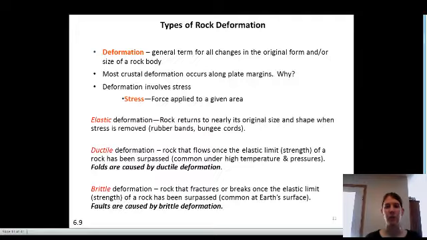And then finally, we have brittle deformation. This is where a rock fractures or breaks once the elastic limit of a rock has been passed. This is very common at the Earth's surface. So faults are caused by brittle deformation. The San Andreas Fault, other dormant, larger fault lines that we see are caused by brittle deformation.